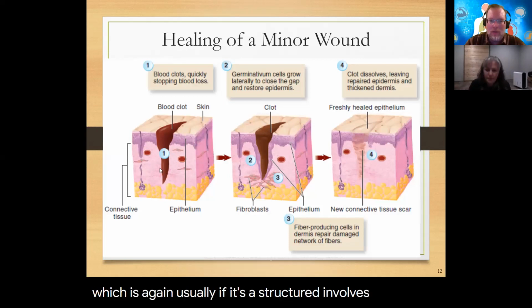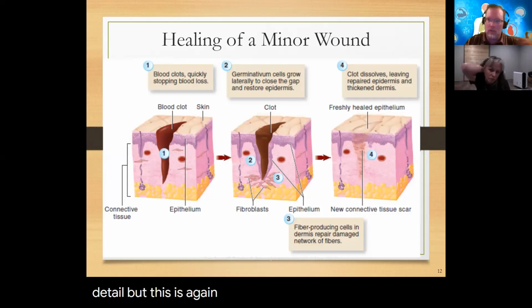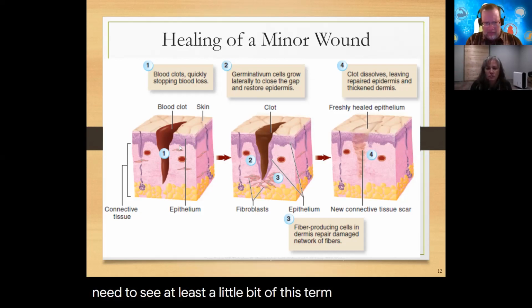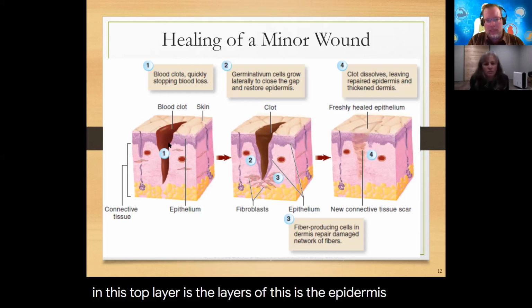So we're going to see this stuff Thursday in a little bit more detail, but this is another functional physiology thing. So we do study this in more detail in advance, but you do need to see at least a little bit of this terminology to get you started. But we do see some sort of issue going on externally. This is the skin that they're showing us, and this top layer is the epidermis, and we see that there's blood.